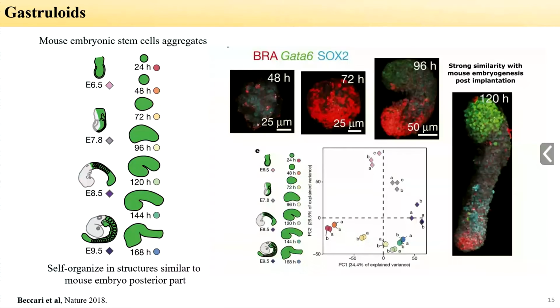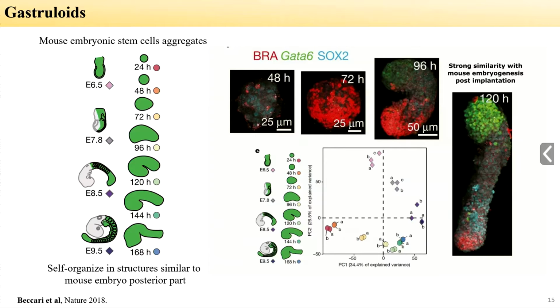So briefly, the Gastruloids have been developed for the last 10 years. First, they are aggregated in microwells. And what is nice is that at the beginning they are just round and they start to elongate spontaneously. And people have compared the evolution, genetically and morphologically, of Gastruloids and of mouse embryos.